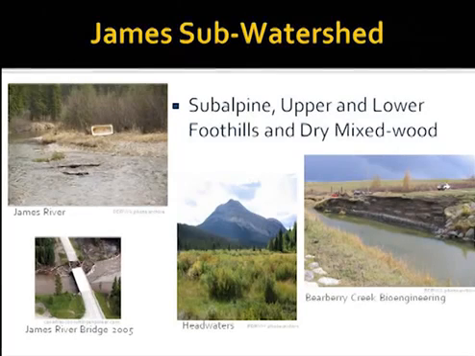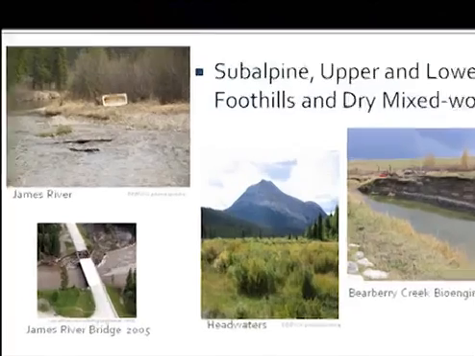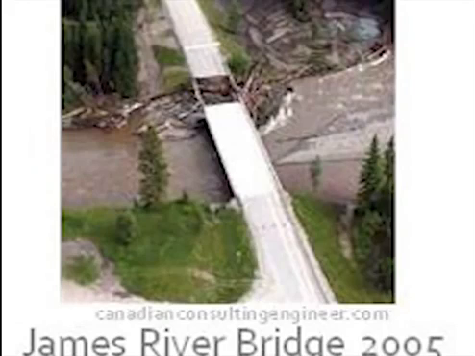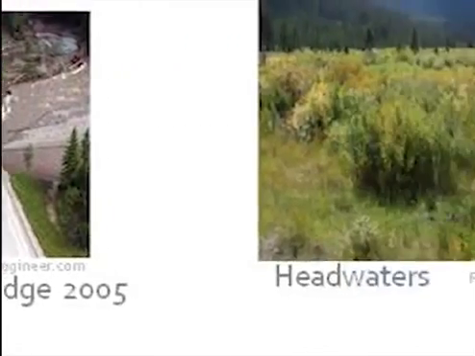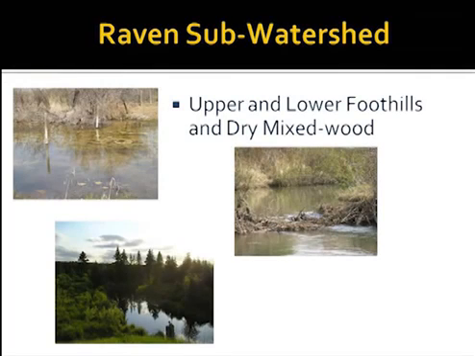James subwatershed, we start to get into some agricultural land. In 2005, the river bridge was taken out by the high water. And the headwaters, it's not an evident wetland, it's more muskeg, and that's up on the trunk roads out the Nordegg way. Raven subwatershed, that is a spring fed tributary. So that is the spring up at the top of the headwaters for that river. And it has a lot of beaver activity along that river.